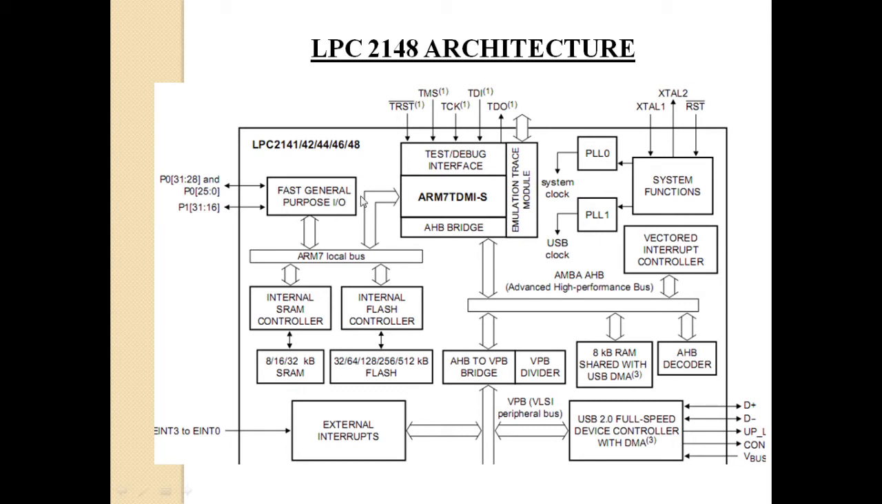There is a normal general purpose IO known as GPIO. This is a fast bus, around 2.5 times faster than the normal GPIO. That is known as fast general purpose IO. It is directly connected to the ARM7 local bus, but the normal GPIO will be connected to the VPP bus. So in addition to fast GPIO, you have the SRAM controller and flash controller connected to the local bus because they are very important.